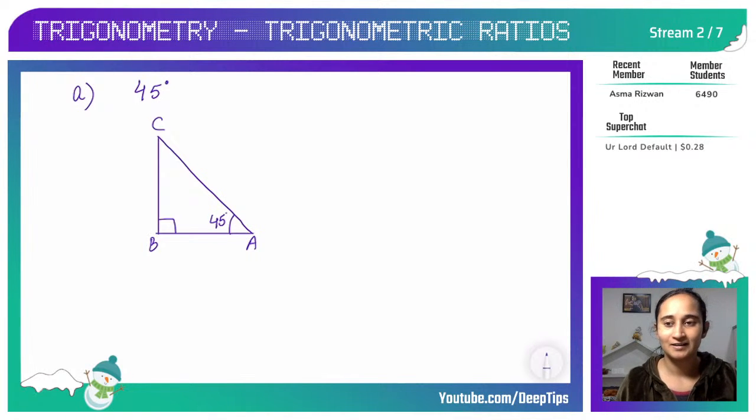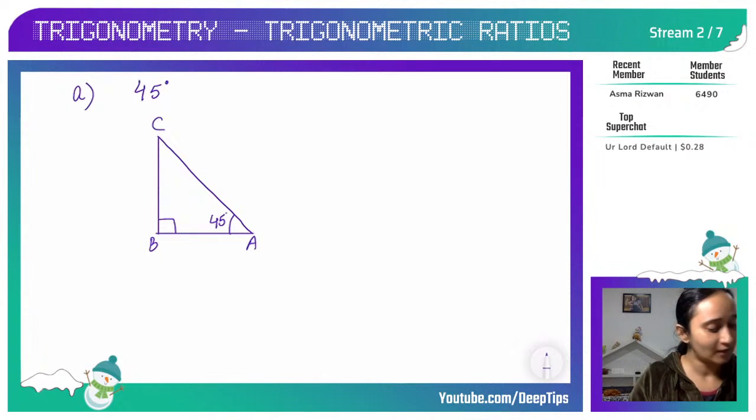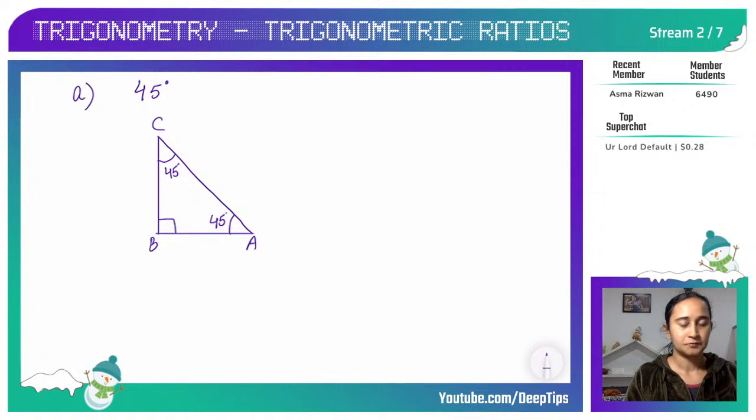So what triangle is it? Yes, it is my favorite isosceles triangle, where angle A and angle C both are 45 degrees. Okay, so it doesn't matter if I take angle A or I take angle C.